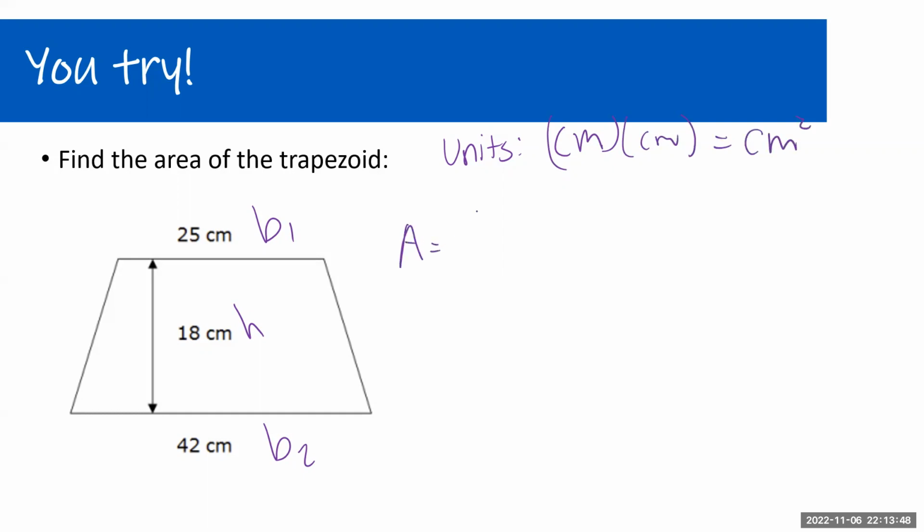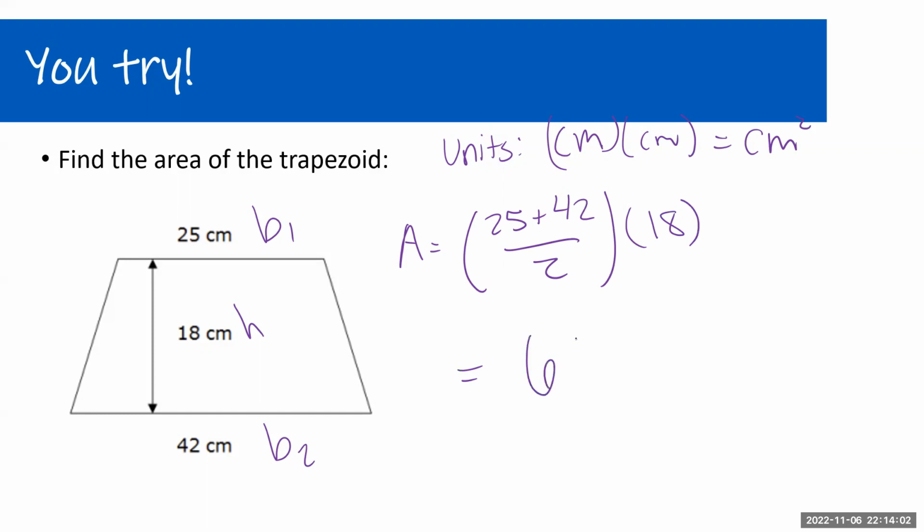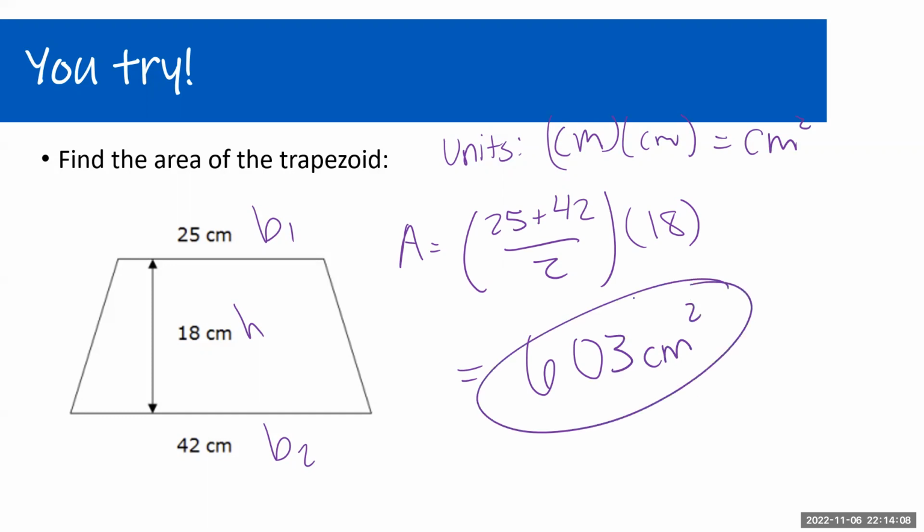And our area is going to be 25 plus 42 divided by 2 times our height, which is 18. And if we plug this in, we are going to see it is about 603 centimeters squared. Okay. Make sure that you can get these. These are great test questions. They're easy if you know where to find the formula and how to use it. Okay. A lot of students do really well on this test.